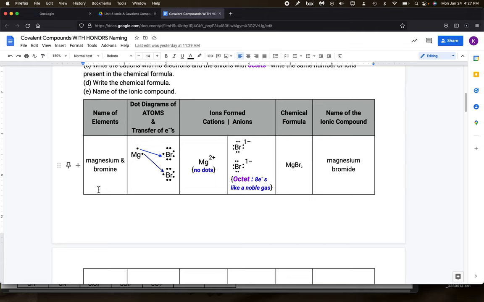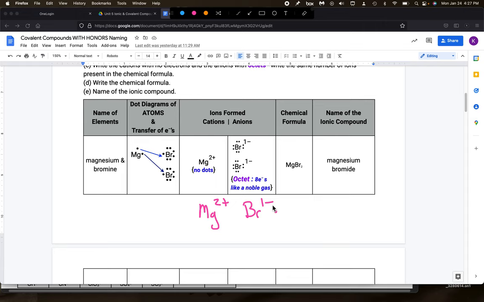And you would have had to go through the whole process of going, well, this is 2+, and this is 1-. In order to make a compound, I need that to have a balance of positive and negative charges, which means I need another 1-, and then I name it. And that's important. So that's how I knew that I had to do two bromines, because it didn't tell me that I had two bromines. I had to figure it out from the charge. And then what you do is you move the electrons over so that, again, my nonmetal is making an octet, and my metal has no dots.